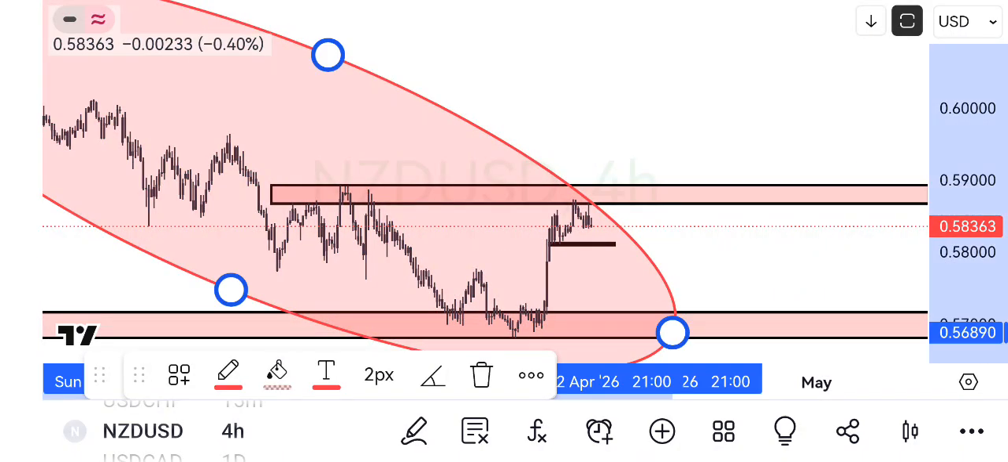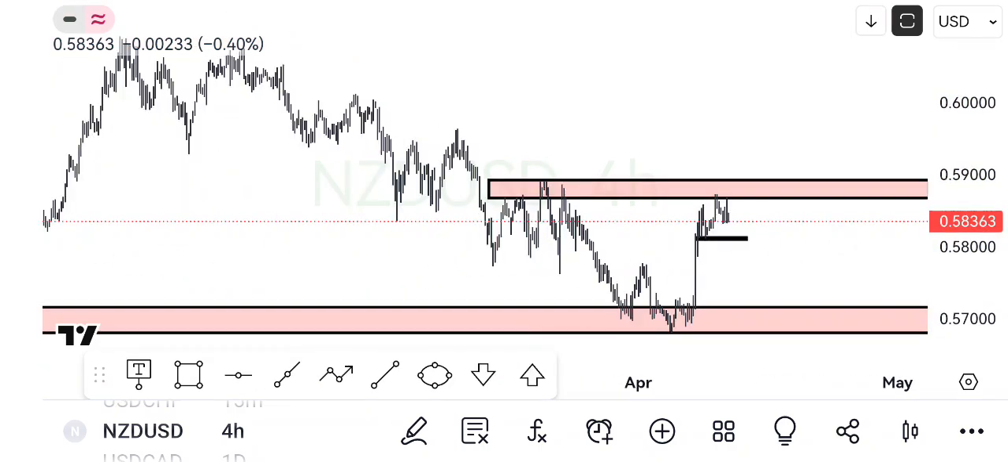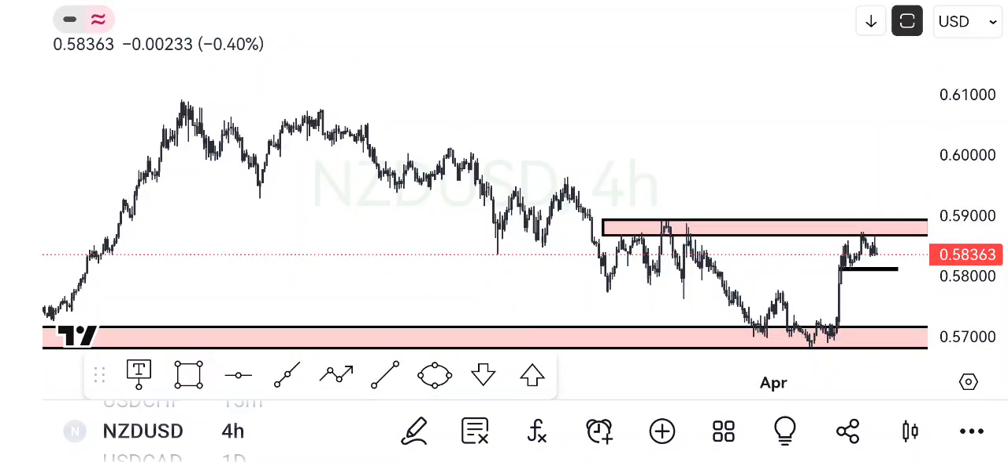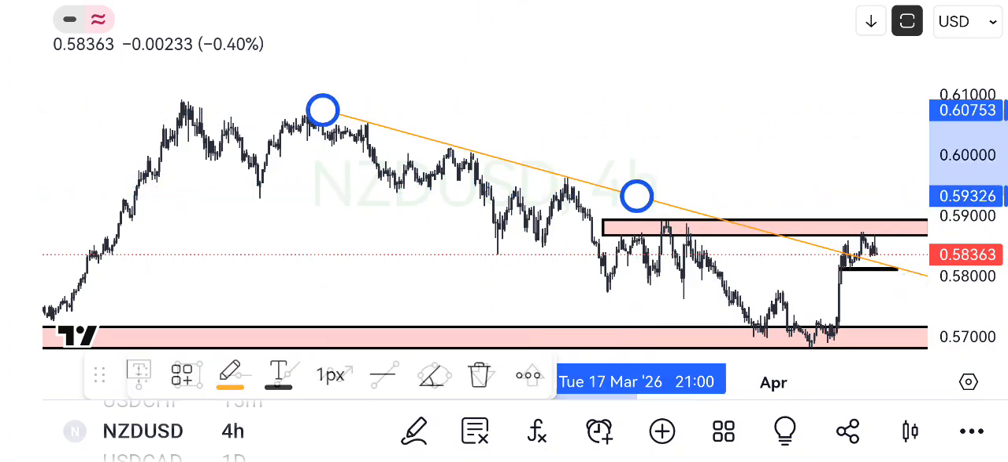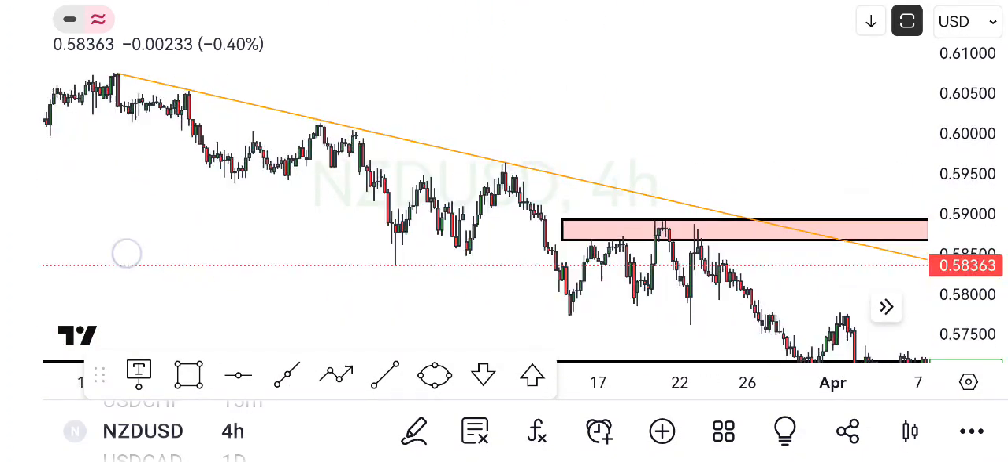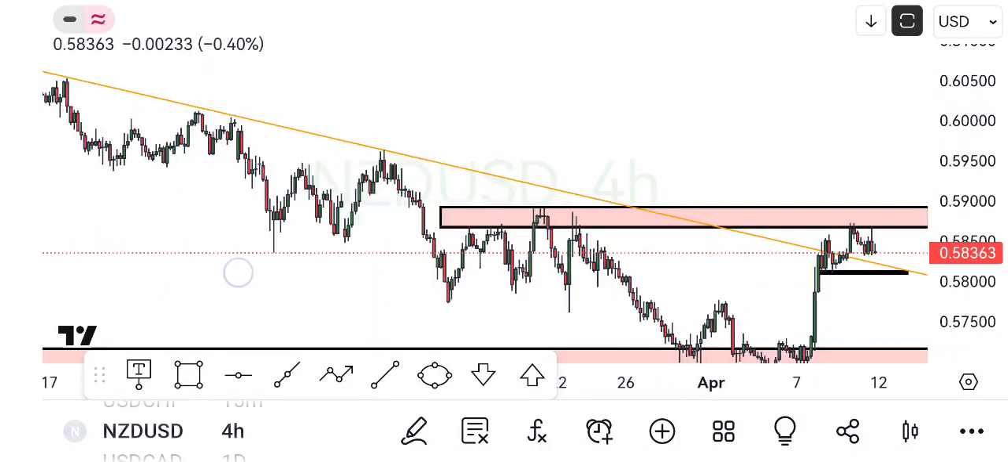So where would we sell in this case? Because we are having a downtrend, where would we sell in this case? Okay, the trend line, we cannot reference it because now it's been broken.